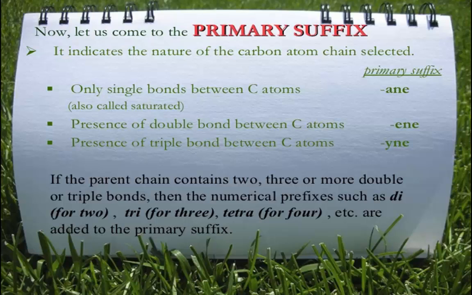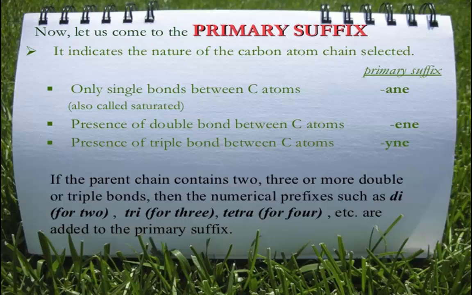Now let us come to the point of primary suffix. What is a suffix? It is the part of the word which comes after the root word and is present at the end of the name. Students, it indicates the nature of the carbon atom chain selected. Means primary suffix indicates the nature of the carbon atom chain selected.